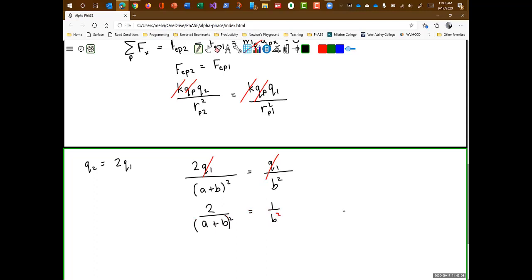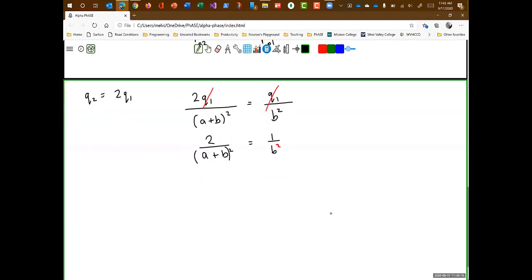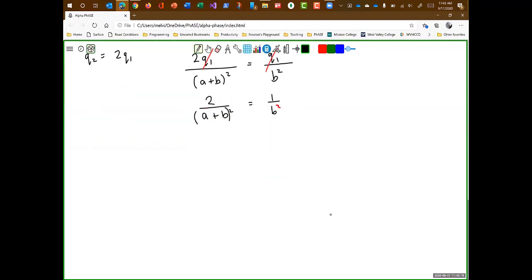So this is the equation we have so far. Remember, our goal is to solve for B. So I'm going to have to isolate B from this equation. Since I have a single fraction on each side of the equality, I'm going to just flip it. So we have (A plus B) quantity squared over 2 on the left, and then we have B squared on the right.